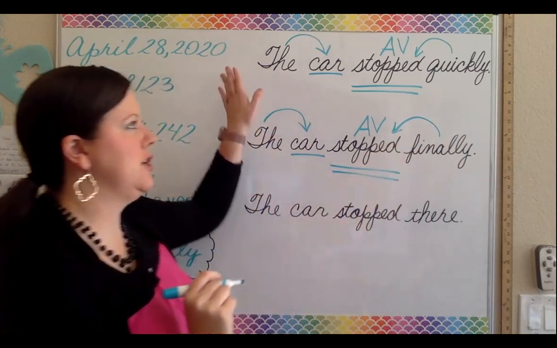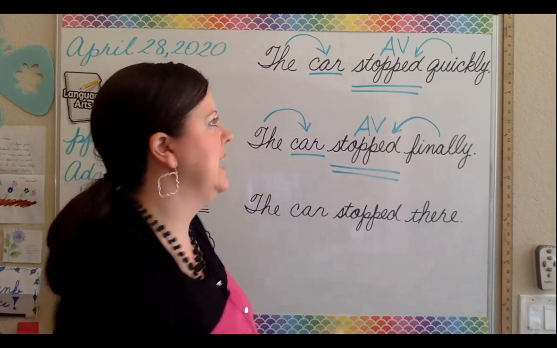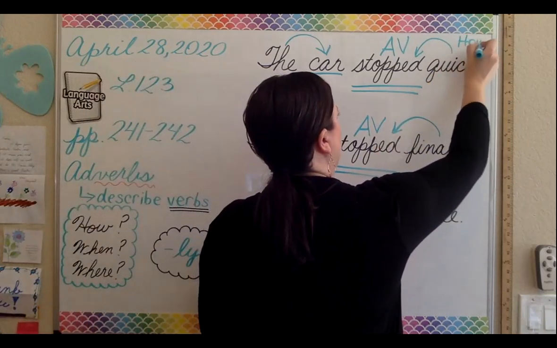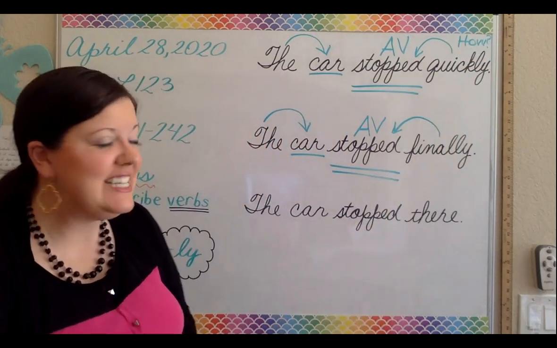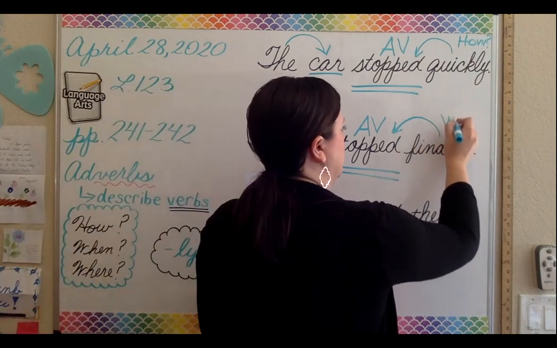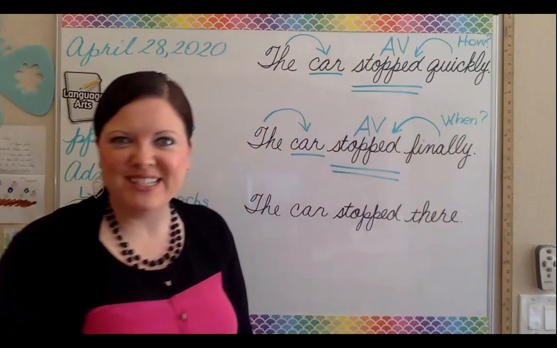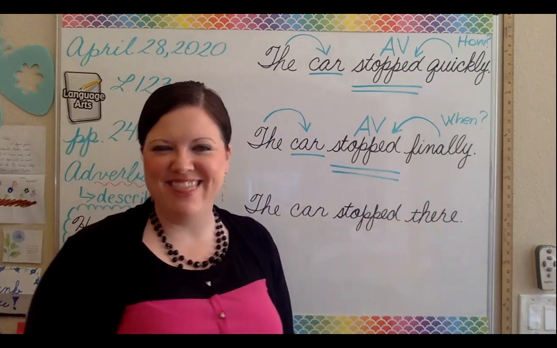Let's go back to this first sentence again. Quickly answered the question what? How the car stopped. Finally tells us when the car stopped. Let's look at one sample sentence together. One more. The car stopped there.